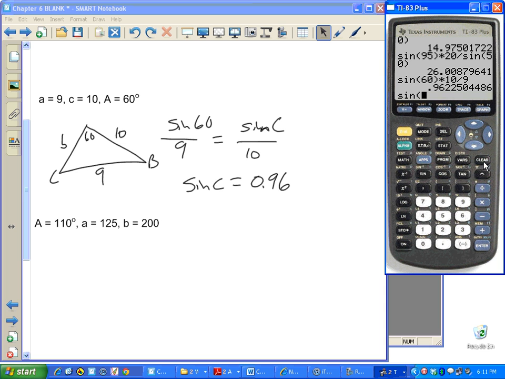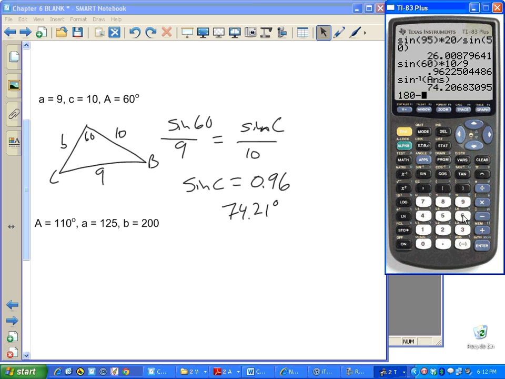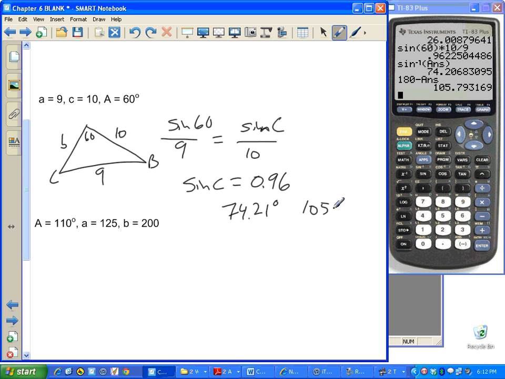Okay, so sine inverse of what I'm given here. And I get 74.21 degrees. Now, the other place where the sine of C would equal this would be 180 minus this. Okay, 180 minus my answer. I get 105.79. So here's how we're going to figure out if there's more than one triangle that we're dealing with.